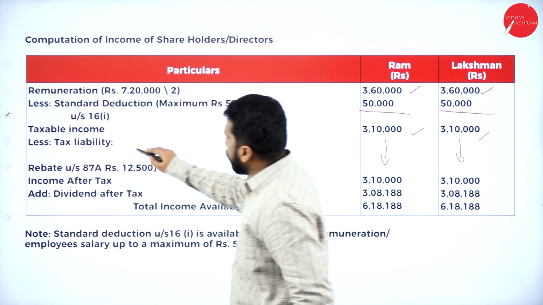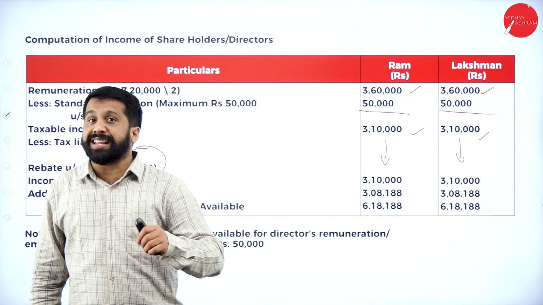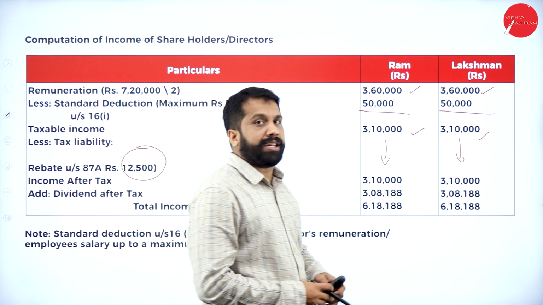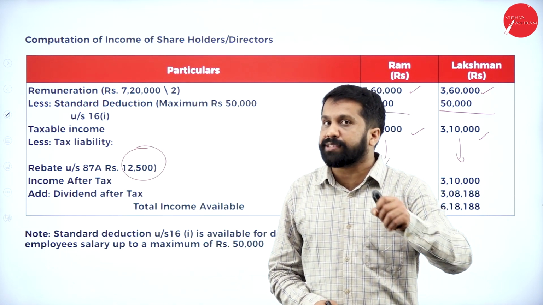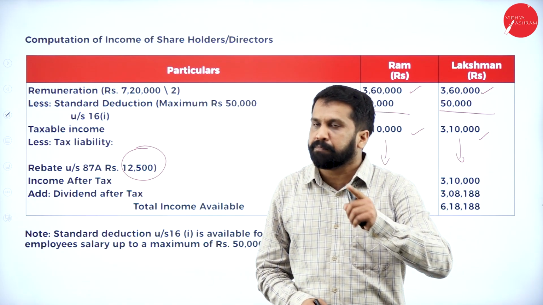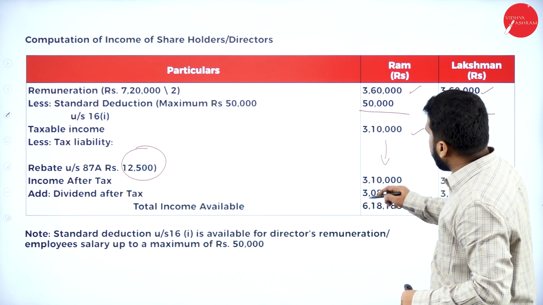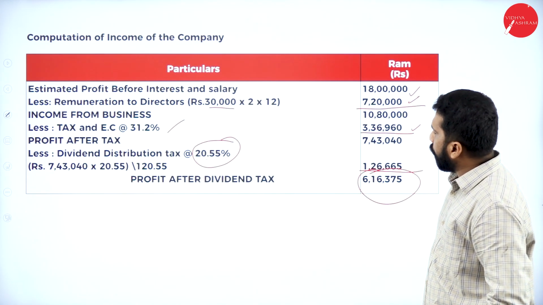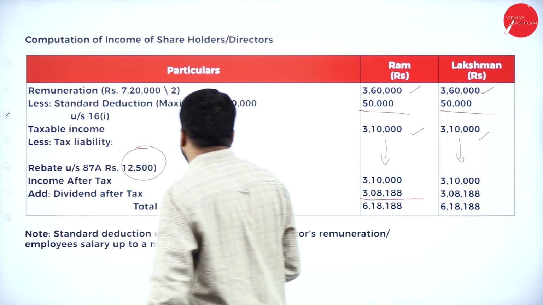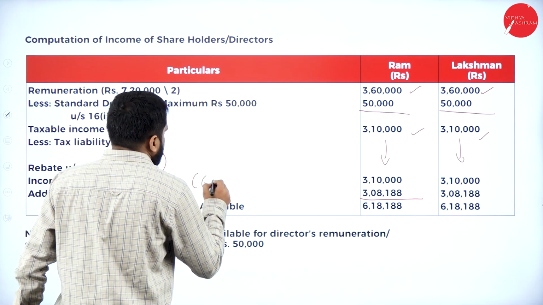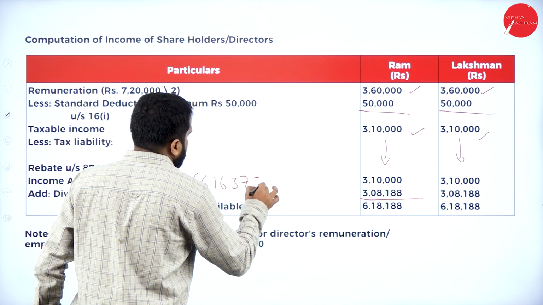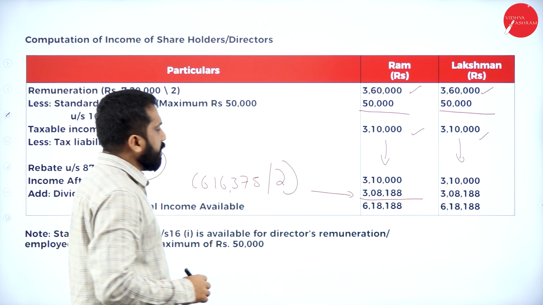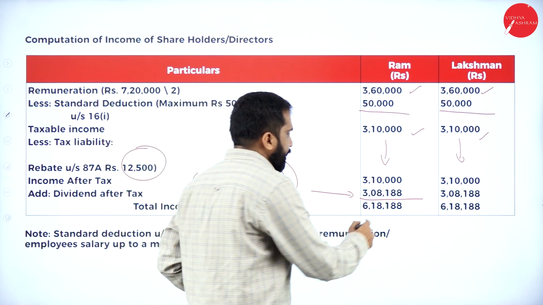3,10,000 means what? Rebate up to 12,500. Your income is how much? Below 5 lakh. If it is below 5 lakh, you will get a rebate of 12,500. Hope you are clear. So, 12,500, there is no tax. The 3,10,000 will remain as it is. And what is your profit? 6,16,375. 6,16,375 divided by 2. This will be your 3,08,000. Now, add both, 6,18,000.